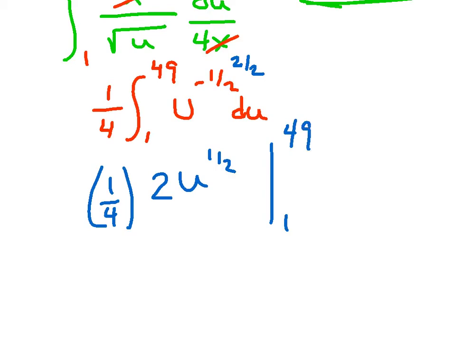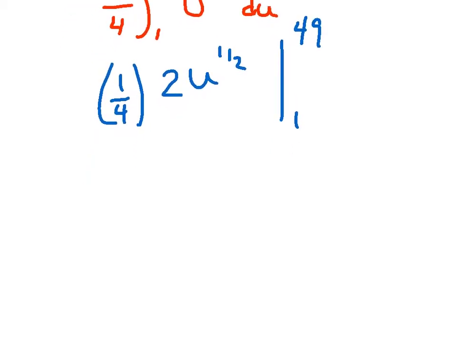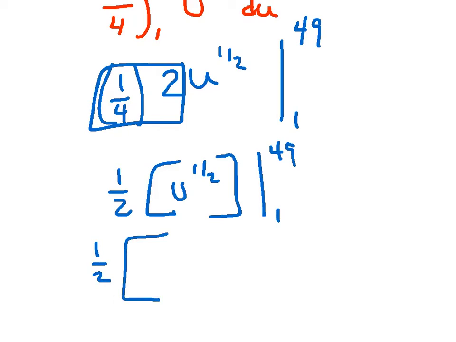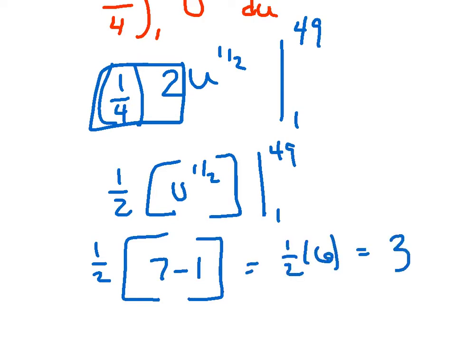And again, it's personal preference at this point. I'm going to keep cleaning this up. I'm going to pull out this as a 1/2, u to the 1/2 from 1 to 49. So I've got my 1/2, square root of 49 is 7, minus the square root of 1 is 1. So I've got 1/2 by 6, which of course is 3.